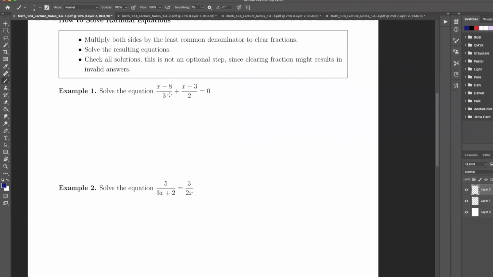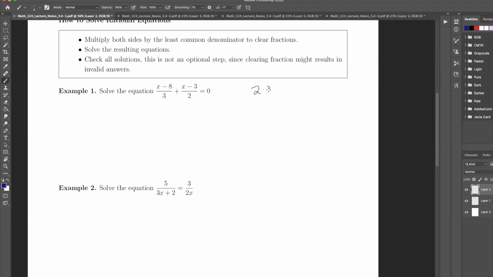So let's pretend we have this equation, and I want to solve it. In order to solve these, we're going to multiply both sides by the least common denominator to clear fractions. I did this once with you before, I think in the inequality one. But now the least common denominator can be actual polynomials. Here, the least common denominator between 3 and 2 is 6.